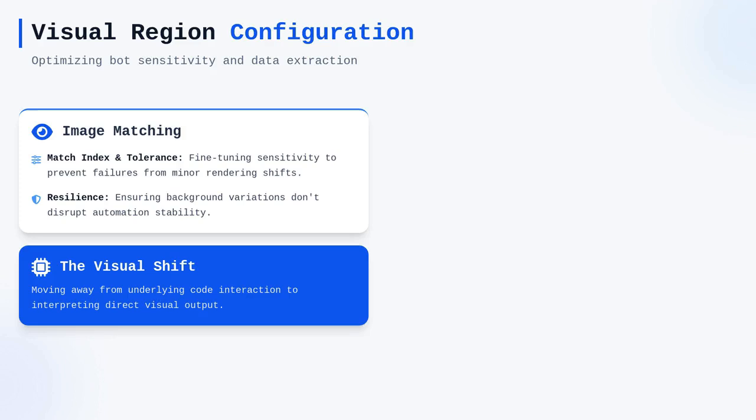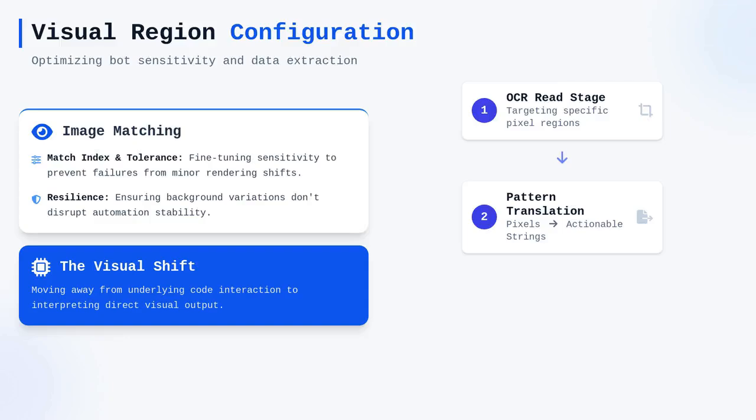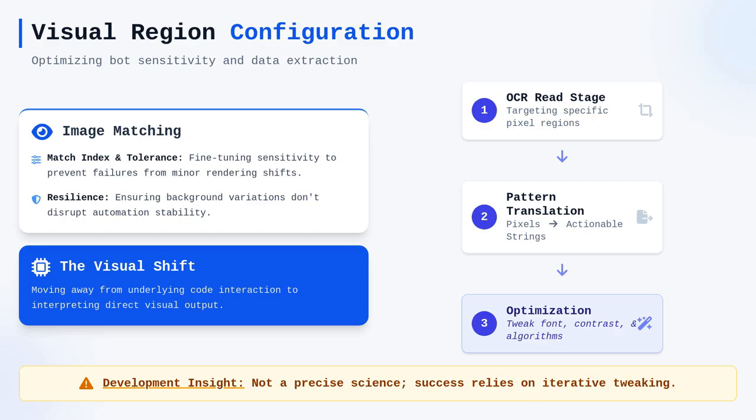Because we are no longer interacting with underlying code, the bot must interpret the visual output. This is where optical character recognition engines become invaluable. By pointing an OCR-enabled read stage at a specific region, we attempt to translate visual pixel patterns into actionable string data. You will find that the effectiveness of this approach varies significantly depending on font clarity, background contrast, and the specific search algorithm employed by the engine. It is not a precise science, and a significant portion of your development time will be spent tweaking these settings to achieve a reliable success rate.